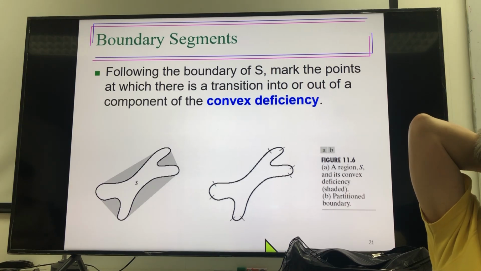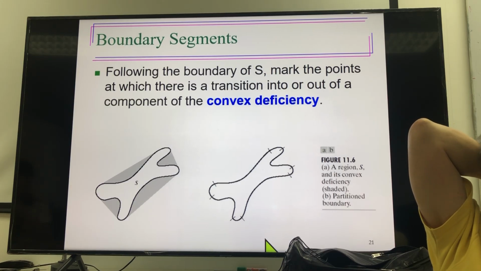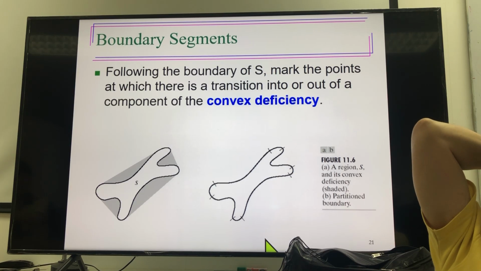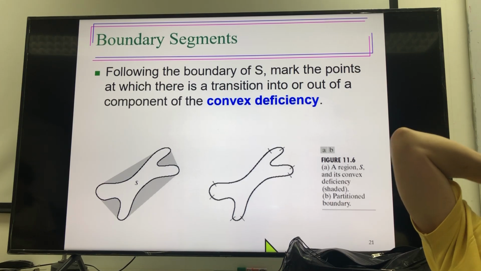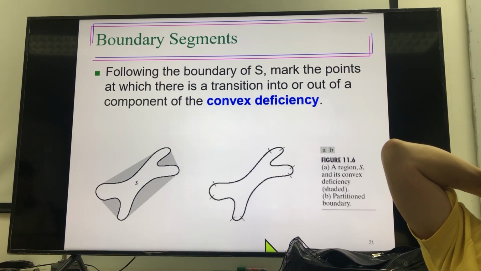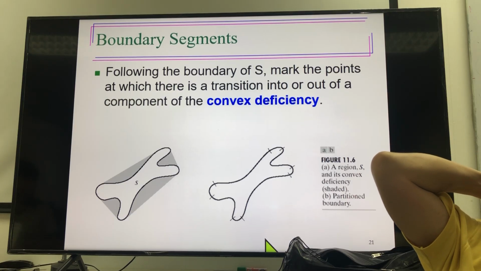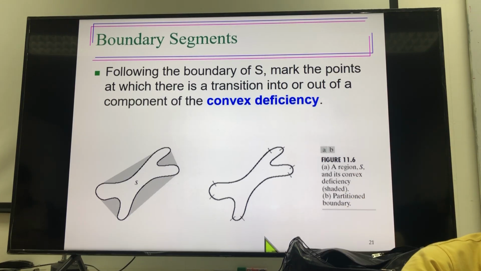A lot of times you set the segment according to the convex deficiency. Last time we learned the convex deficiency, right? Convex deficiency means you have the object, then you draw the convex hull of the object. When you draw the convex hull of the object, this is the convex deficiencies. And then you can separate the object into segments, depending on where it touches the boundary.